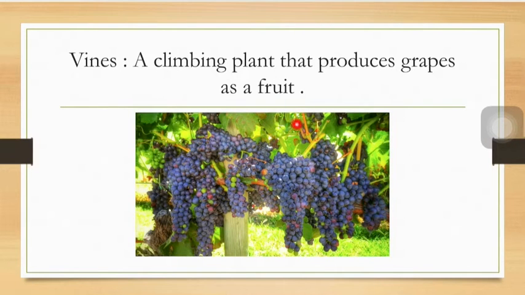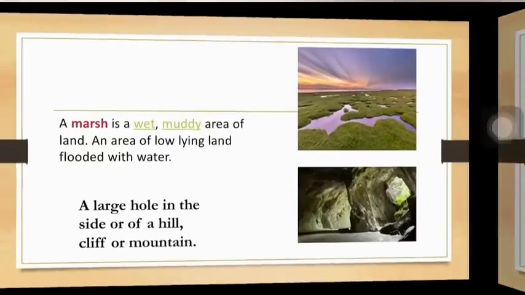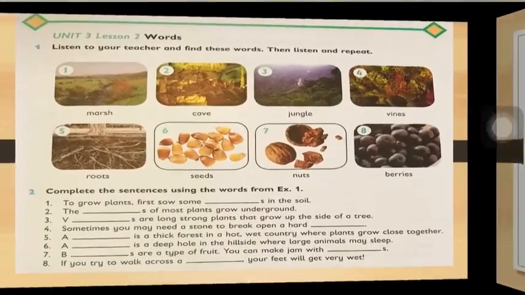So children, have you understood what is the meaning of vine? Vines. What are the vines? These are the plants. And what sort of plants? Climbing plants. If you can see, these are climbing on this tree. And these plants, they produce grapes as a fruit. Is it clear, children? Now let's go back to the exercise.